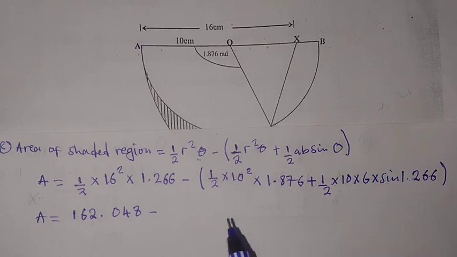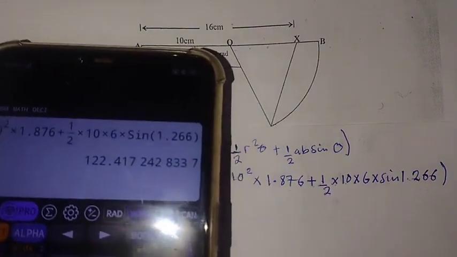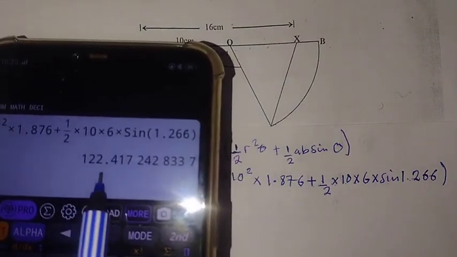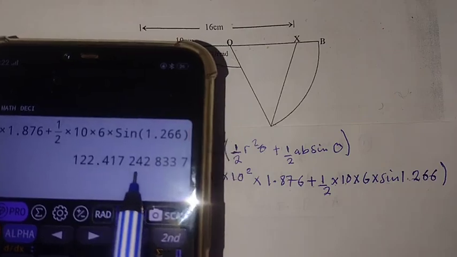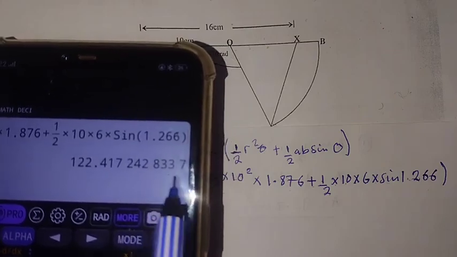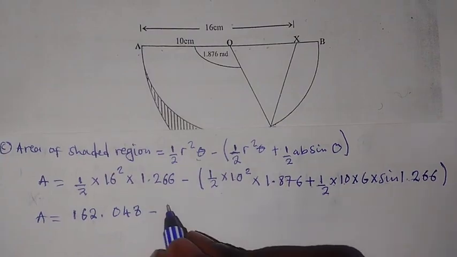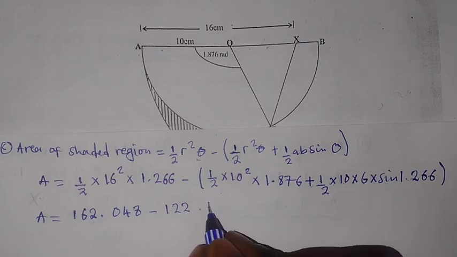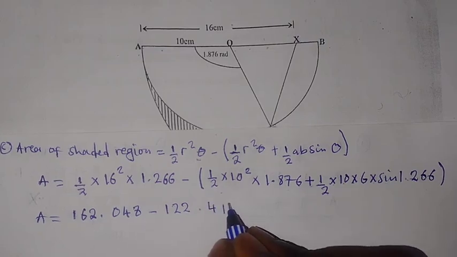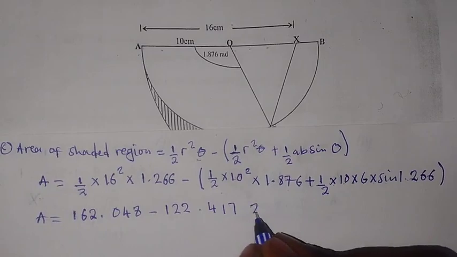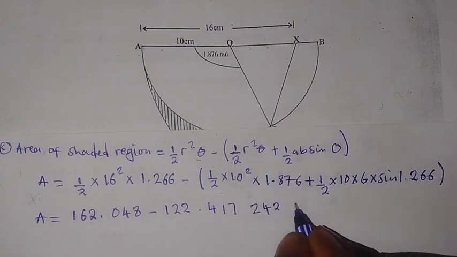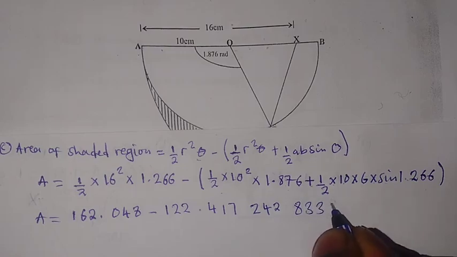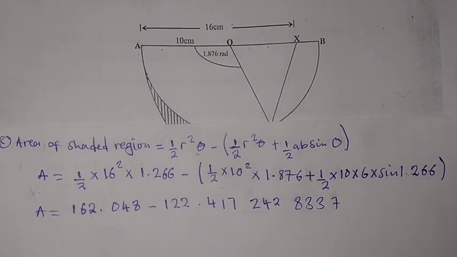Once you punch these on the calculator, you are going to get this value, 122.417 and 242.8337. So this is what I'll write here. We have 122.417, then we have 242.8337.